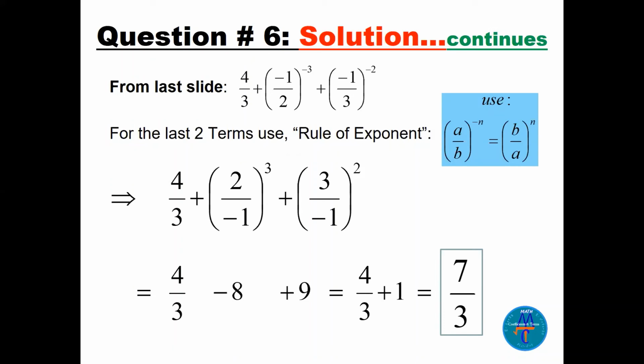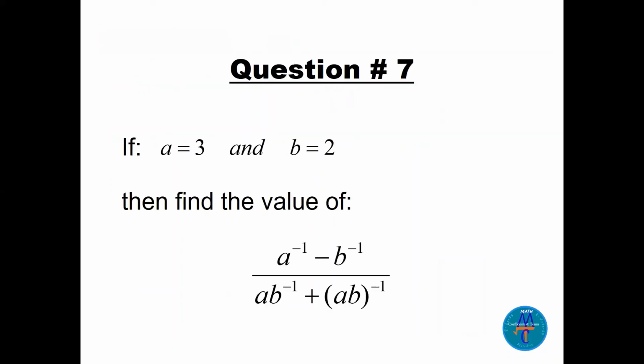Two more questions, slightly different. Let's see questions 7 and 8. Remember, the first question was A, B, C, 3 parts, so altogether is 10, just to remind you. Now, a is 3, b is 2. Maybe this is easier, more difficult, a little challenging.